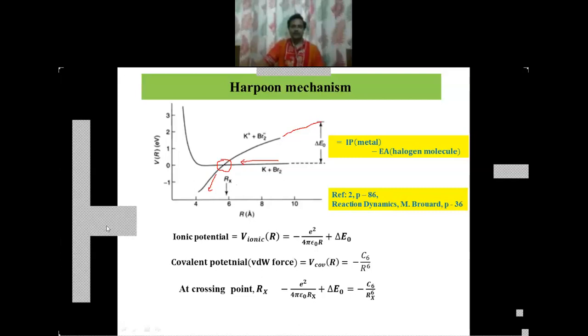So, we can put the right hand side as 0. Again, the annotation is creating a problem. So, this right hand side is going to be 0, and then we can get the approximate Rx value, and we should be able to calculate the reaction cross section, right.